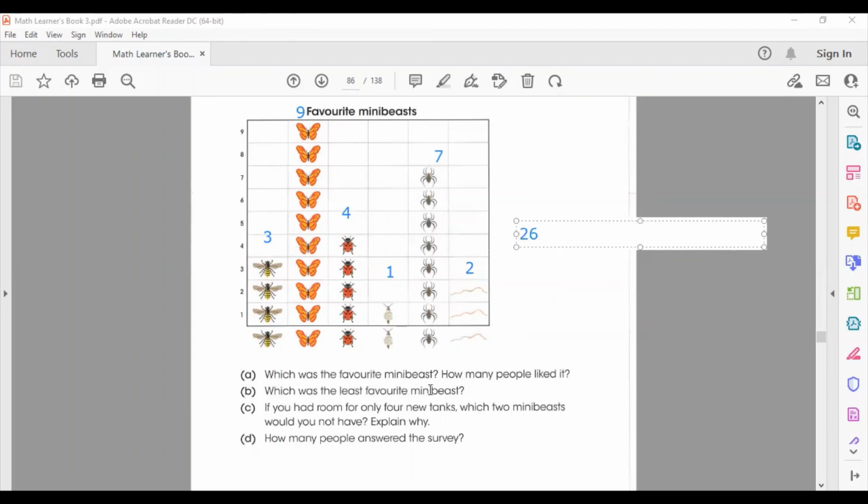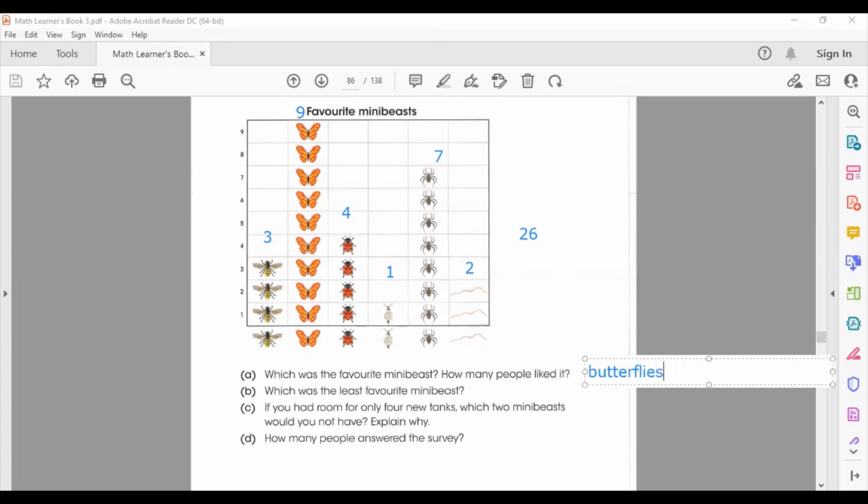Which was the favorite mini beast? How many people like it? 9. 9 people like it, and it's butterfly. So you can write here butterflies, and 9 people like it.